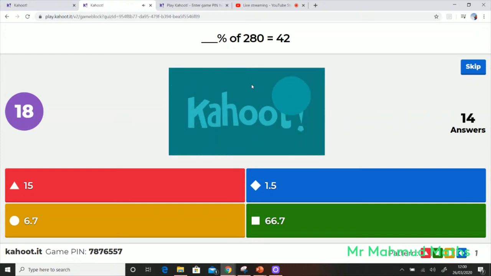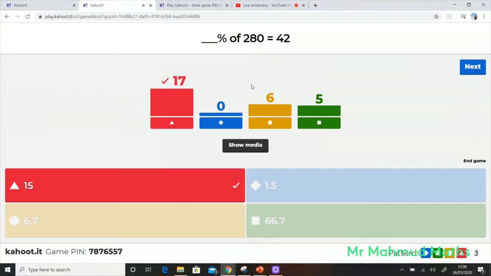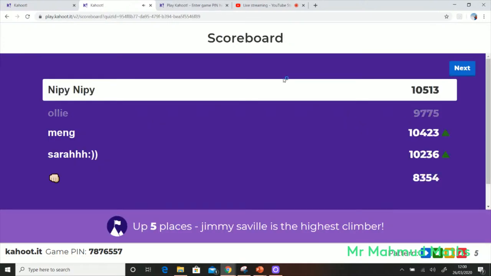What percentage of 280 is 42? So think about what percentage is that going to be? What do you need to times it by to get to 42? Mark, go ahead. 17. People got 15. Well done. Okay. So Meng moved into second position.